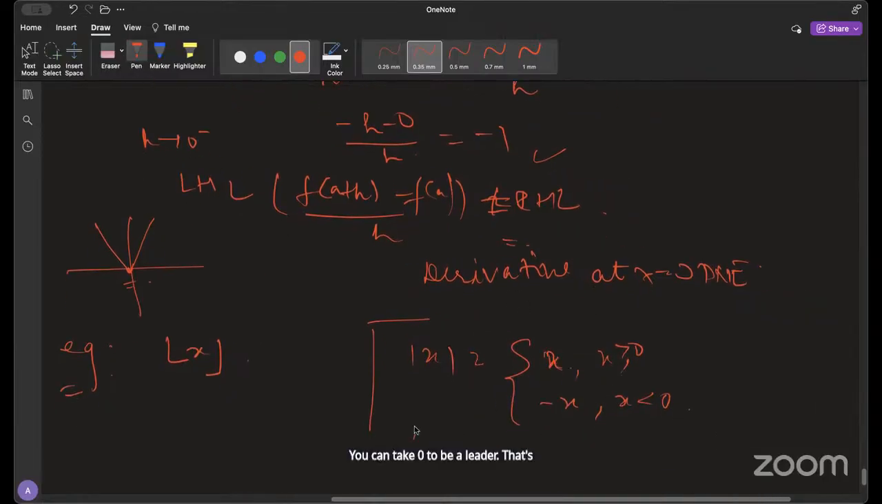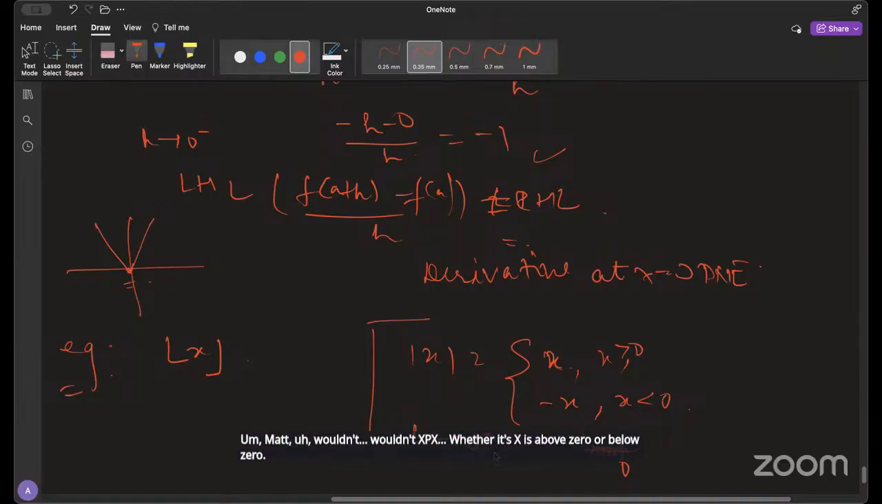That's what we've done here. So if you're approaching 0 from the negative side, that means your h is here, right? h can take these values. Ma'am, x is negative, so wouldn't it be x whether x is above 0 or below 0? Because it's mod.